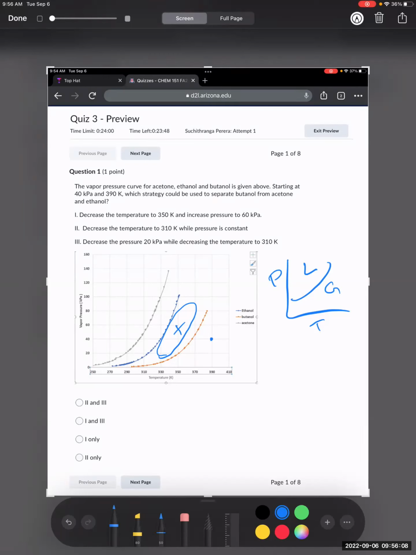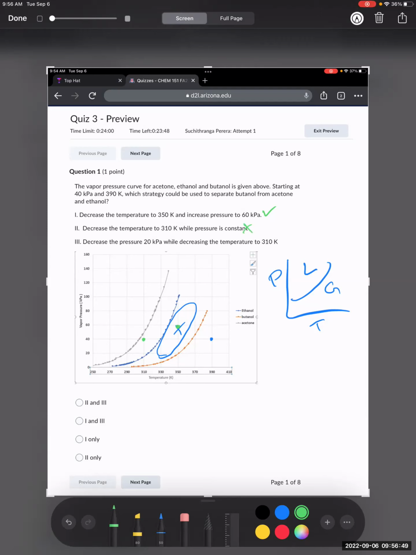Now, let's see. Decrease the temperature to 350 Kelvin and pressure to 60 kilopascals. So that would put us right here, which is great. This should work definitely. And decrease the temperature to 310 Kelvin. If you decrease the temperature to 310 Kelvin while the pressure is constant, that means you will be over here. No, that is not going to separate ethanol from butanol, because both ethanol and butanol will be in the liquid phase if that's the case. So that is out.